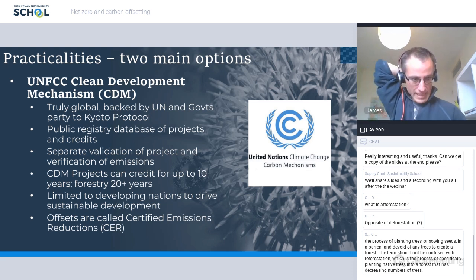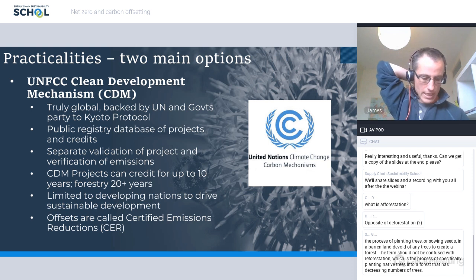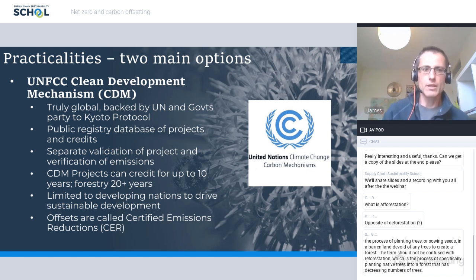In terms of actual offsetting itself, there's two main options. There's the United Nations Clean Development Mechanism, backed by the UN and governments, country governments who are party to the Kyoto Protocol. There's a public registry database of the projects and the credits. It's all out in the public domain.